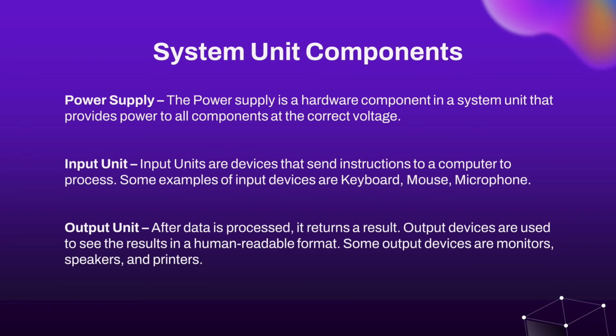Input unit. Input units are devices that send instructions to a computer to process. Some examples of input devices are keyboard, mouse, microphone. Output unit. After data is processed, it returns a result. Output devices are used to see the results in human-readable format. Some output devices are monitors, speakers, and printers.